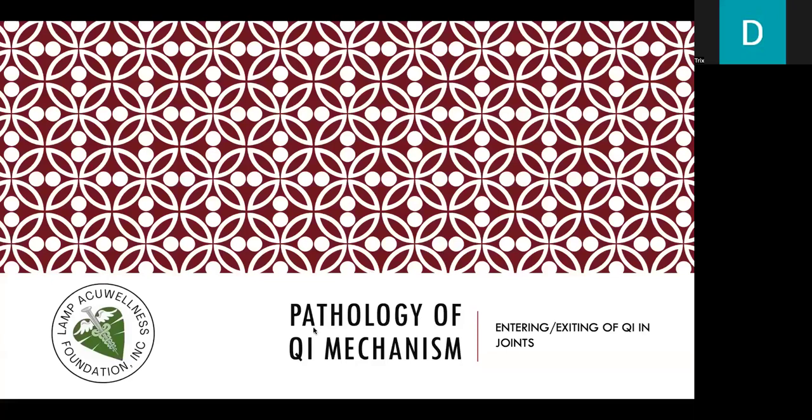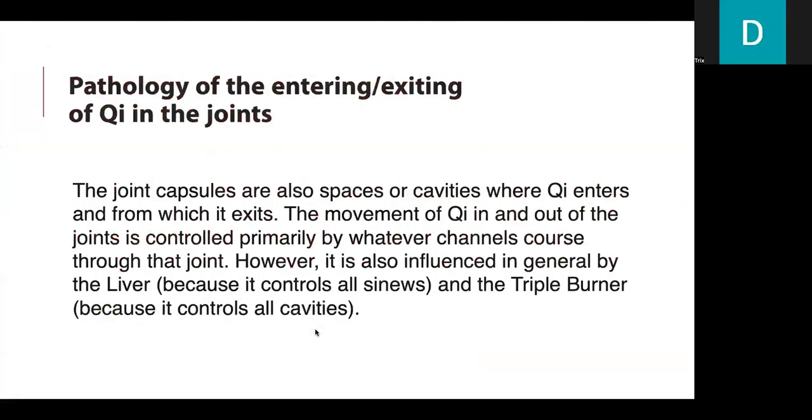Let's now go to pathology of qi mechanism. Let's discuss entering and exiting of qi in joints. The joint capsules are also spaces or cavities where qi enters and from which it exits. The movement of qi in and out of the joints is controlled primarily by whatever channels course through the joint.